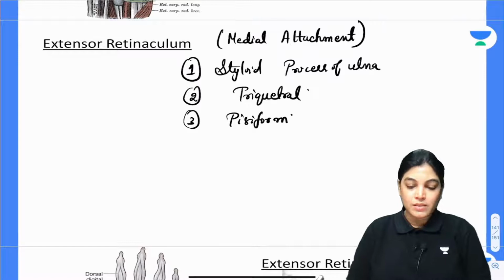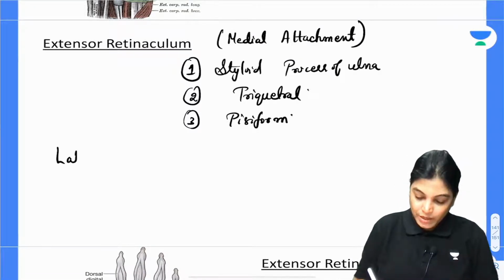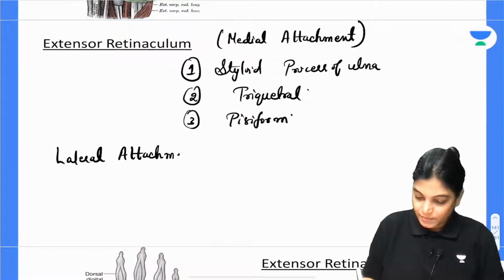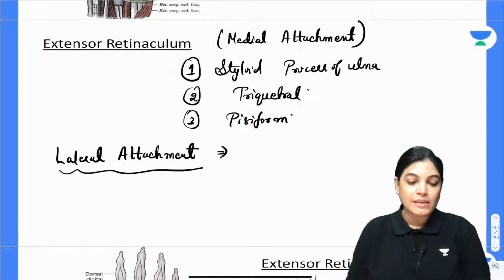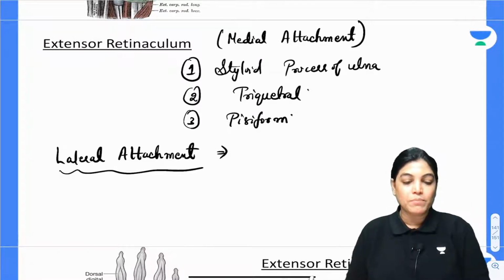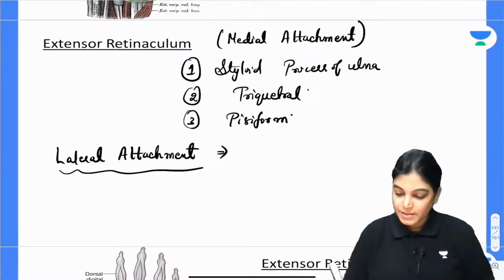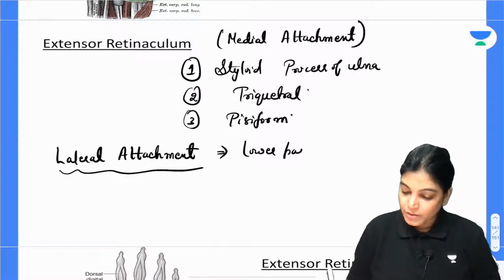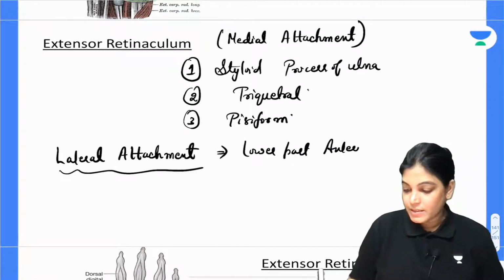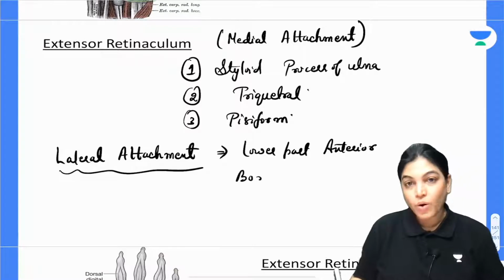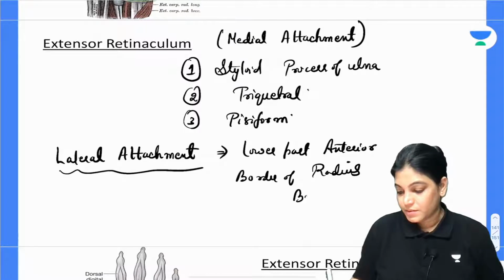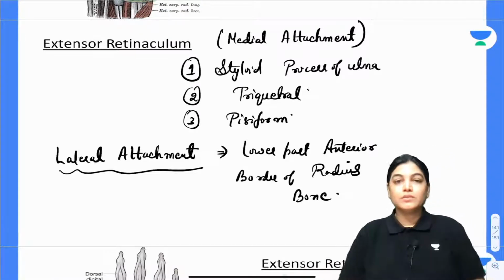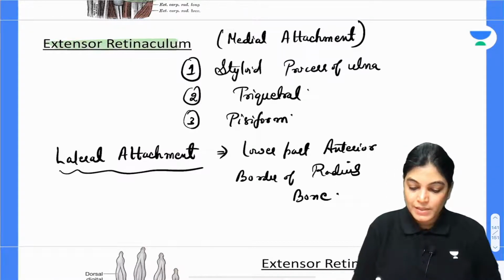Now coming to the lateral attachment. Lateral attachment of extensor retinaculum is to the lower part of the anterior border of radius bone. So this is all about the attachment of extensor retinaculum.